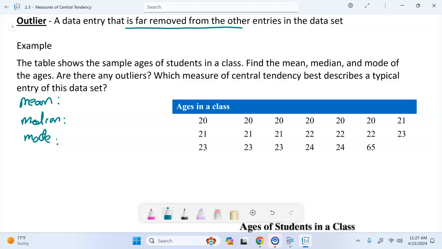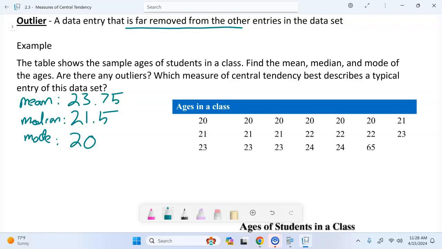Does anyone have our mean? Don't round it. 23.75. Okay, for our mean. What's our median? 21.5. What's our mode? 20. Okay, so we got our mean, our median, our mode.